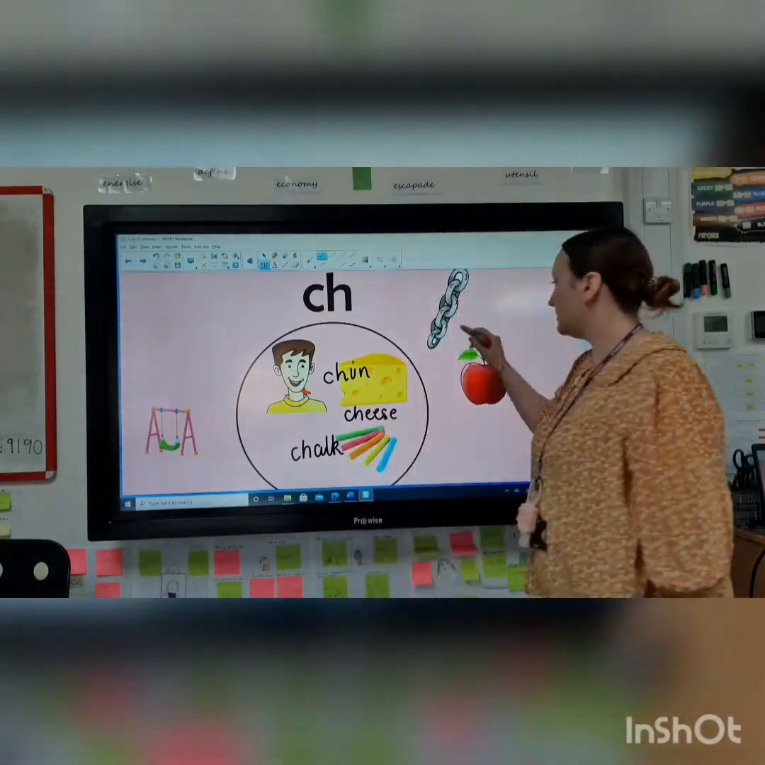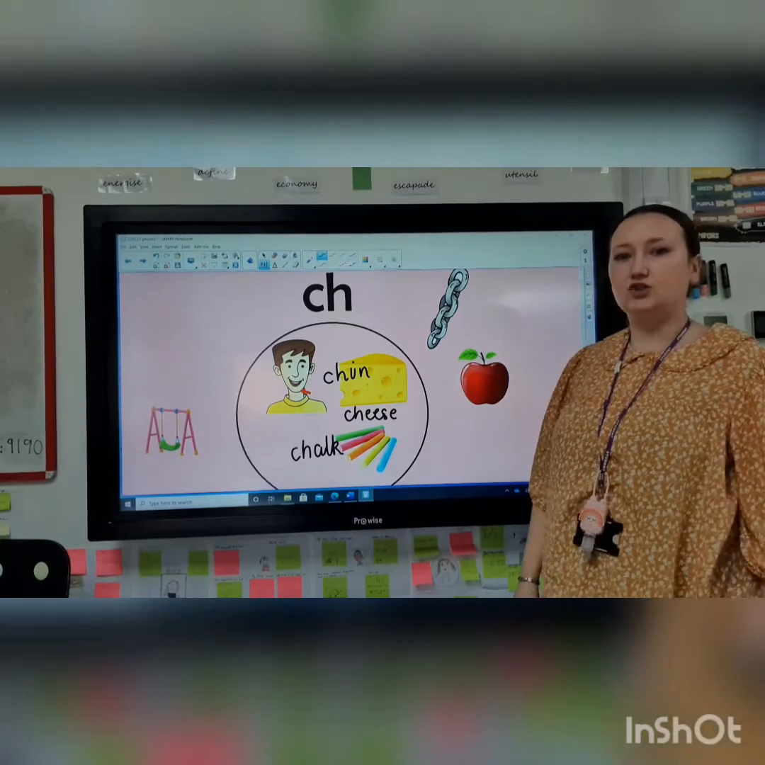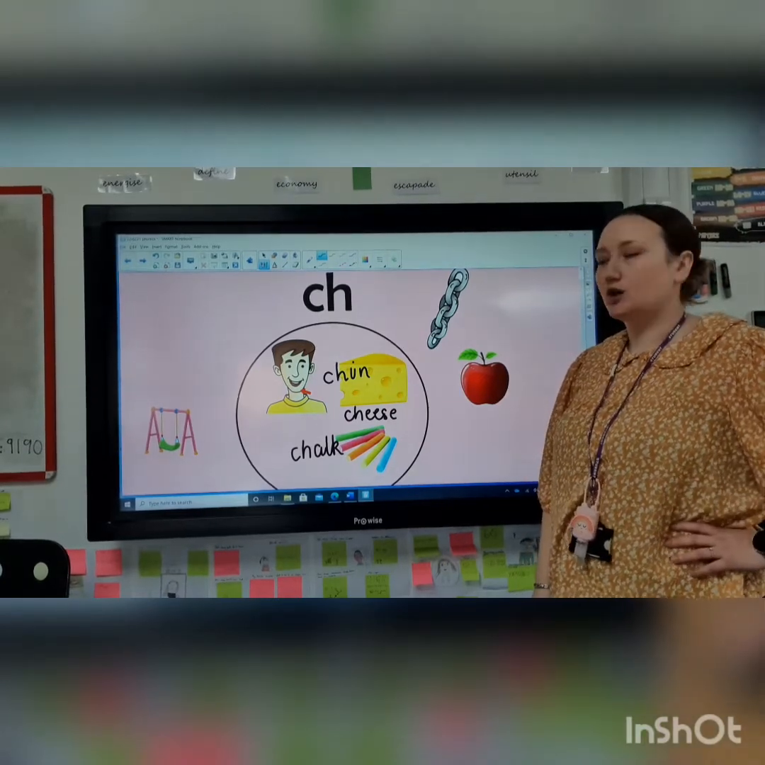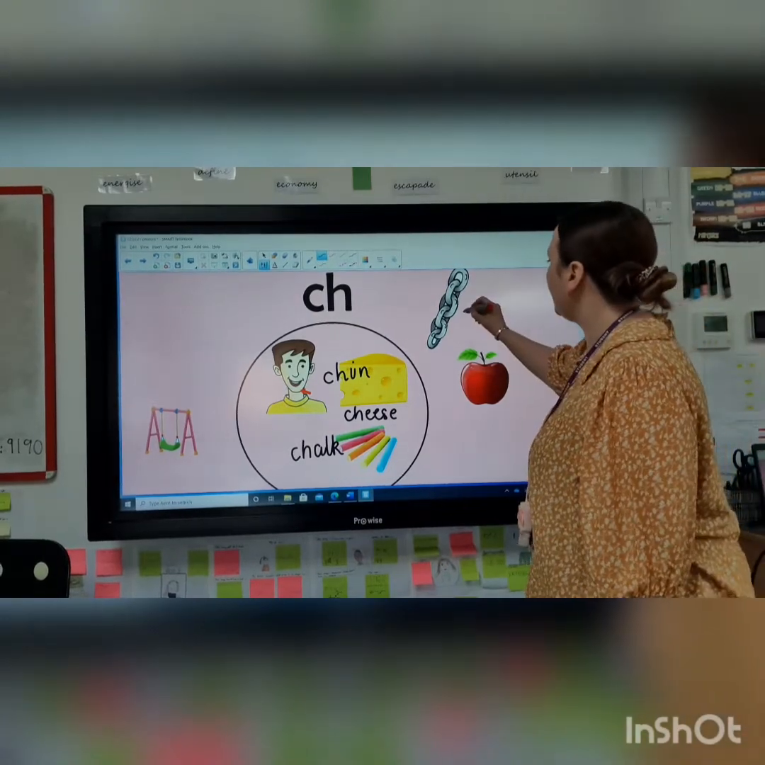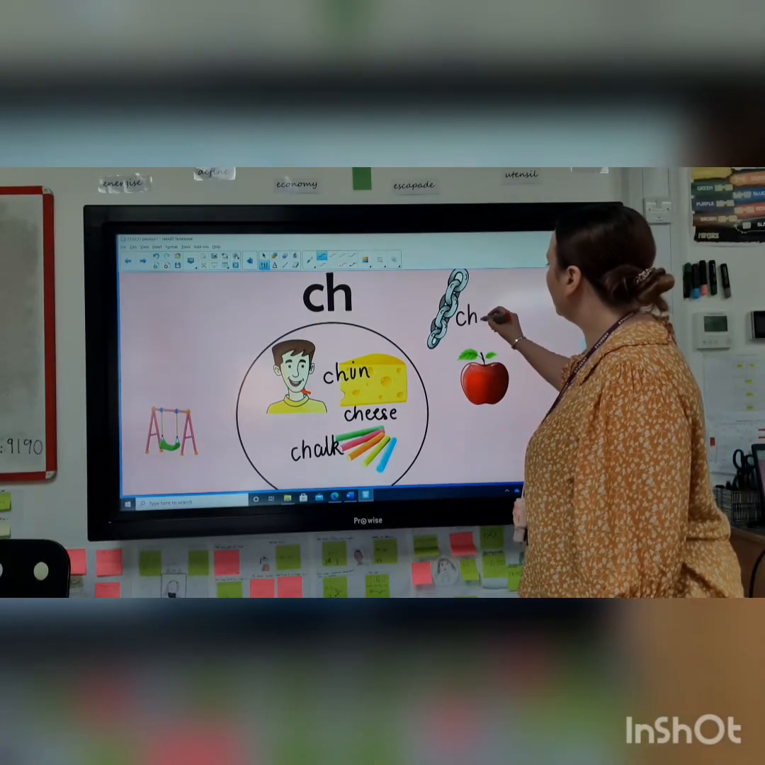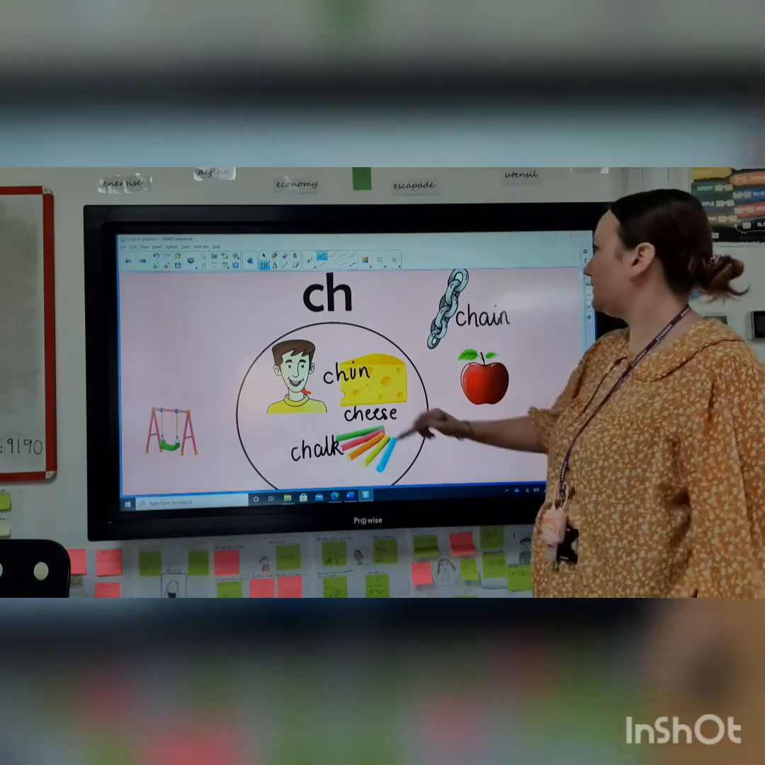Okay, so we've got a chain. Chain. Does chain have that ch phoneme? Yes, it does. Chain. Okay.